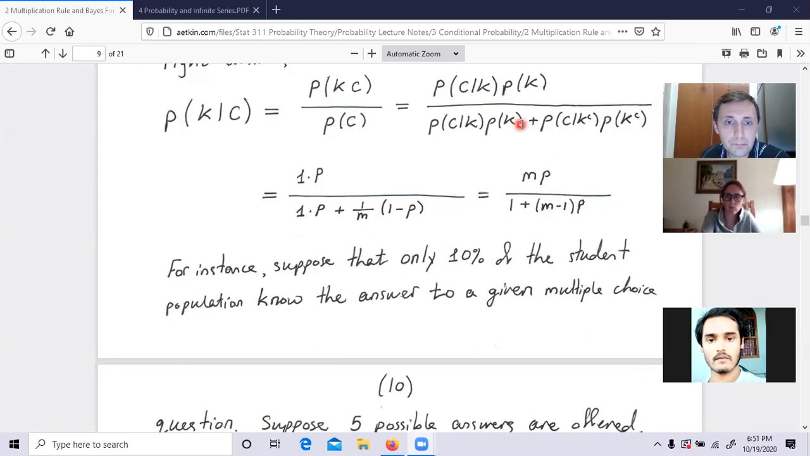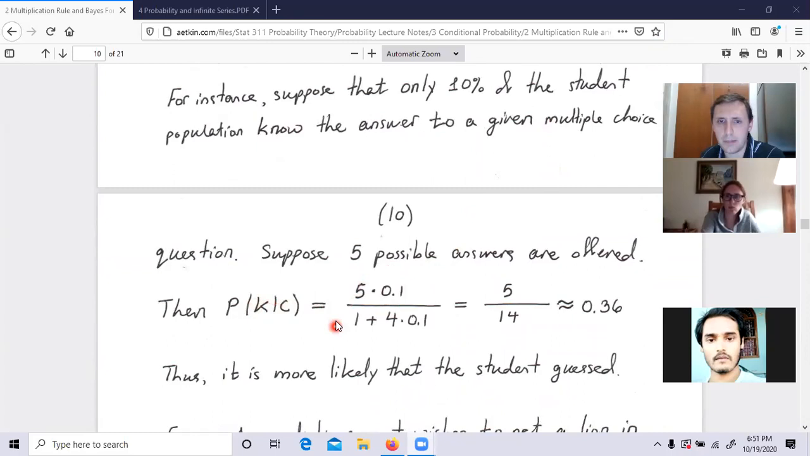Okay, you have good intuition, right, guys? Good cold intuition. So here is how we can solve it. By plugging in, we have the formula, right? M, the number of solutions, times the probability of knowledge, divided by one plus the number of solutions minus one times the probability of knowledge. So it's 5/14. The actual probability that the person knows is only 0.36. And therefore, it's much more likely that the student just guessed, right? Basically, about 64% likely the student guessed. Good?